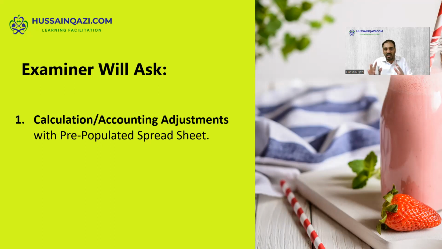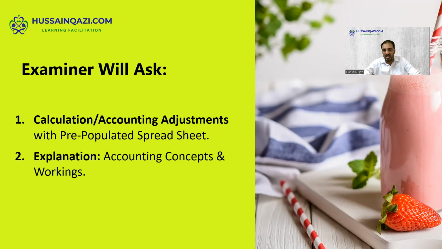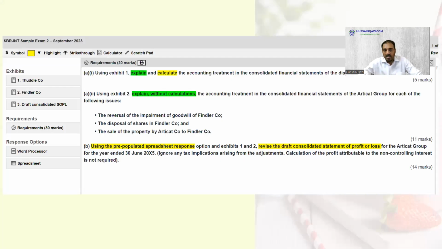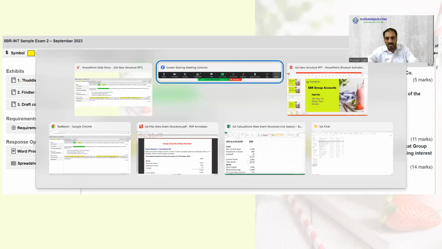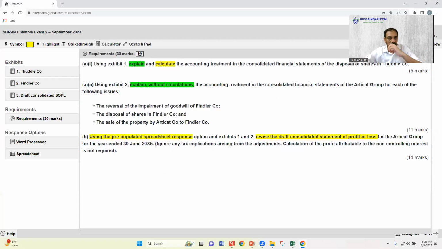So number one, calculation or accounting adjustment with pre-populated spreadsheet. Number two, the examiner can ask you for an explanation about the accounting concept and the workings. These are the possible examiner requirements. Let's take an overview of a sample exam.